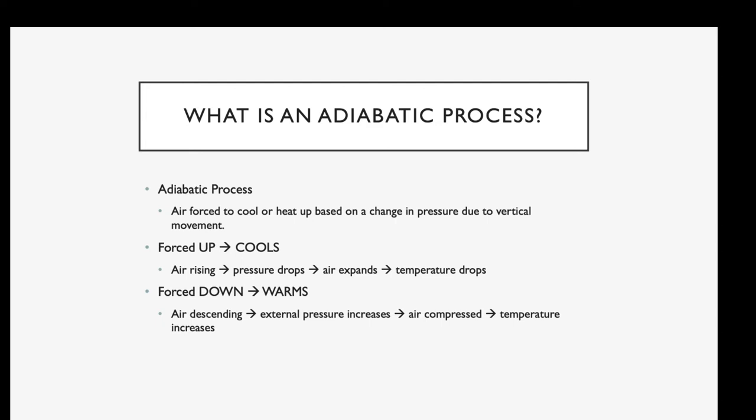When air is forced down, it warms. As air is descending, external pressure increases. The air is then compressed and it warms, leading to an increase in temperature. Remember, the only thing that changes is the altitude of the air. That's what makes adiabatic processes special.